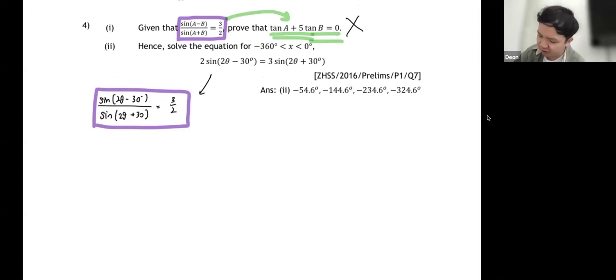Okay, so you can see your 2 theta is like your A and your 30 is like your B. Just draw that relationship. So I know that tangent 2 theta plus 5 tangent 30 equals 0. I'll give you a while to digest this part. Basically what we are doing is using the part above to be able to solve the second part.